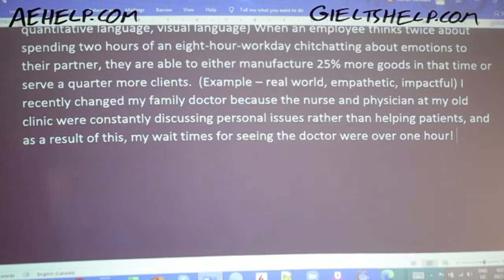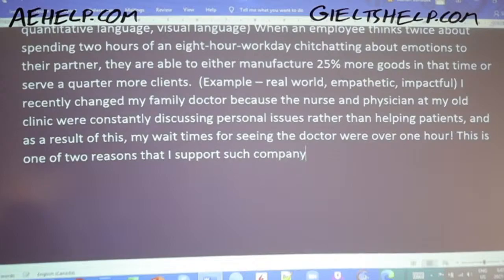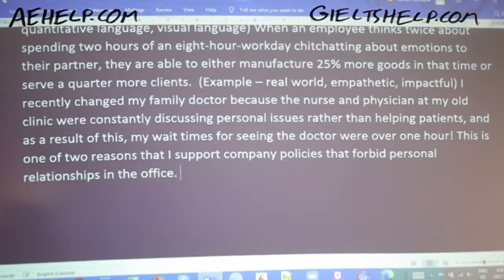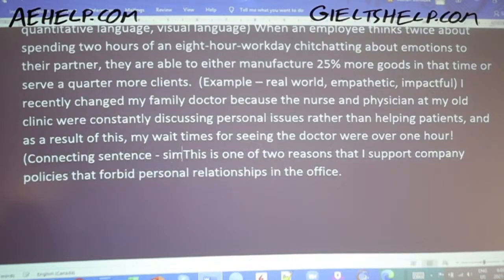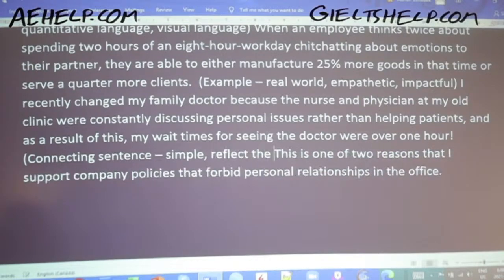So now a connecting sentence. In the IELTS, keep it simple. This is one of two reasons that I support such company policies. Okay? Or company policies that forbid personal relationships in the office. Okay? So there's my connecting concluding sentence. Really, really simple. So connecting concluding sentence, here I'm just referring to the original topic controlling idea, okay? It's simple and it reflects the original question.